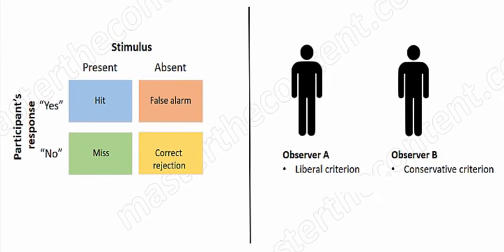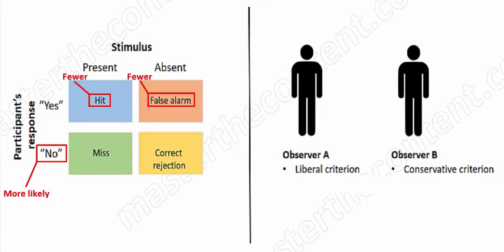Conversely, if we consider observer B, who has a conservative criterion, this means that they're going to be more likely to give a no response and answer yes only in cases when the stimulus is easily recognized. Then if we come back over here, this is going to reduce the rates of both hits and false alarms.